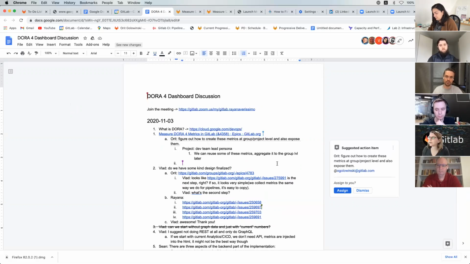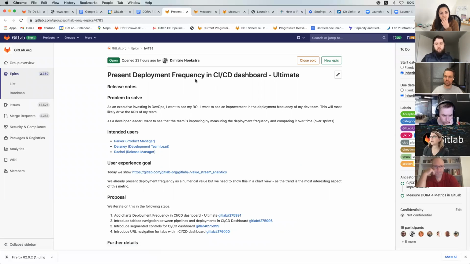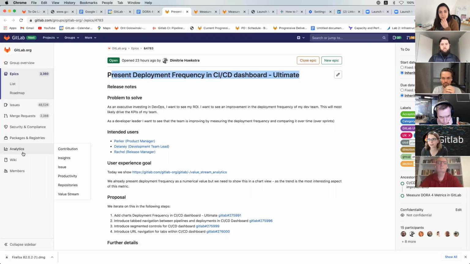So in the specific issue that I linked in the document, can you still see my screen? Yep. Okay. So this is the first issue that Progressive Delivery was going to work on, and that's presenting deployment frequency in the CI/CD dashboard. So this is not going to be the final location of DORA4 metrics. The thinking around this is, until we figure out how we want to display everything on an instance/group level, we're going to put it in a temporary location, which is owned by our team, and so we don't need to ask permission from anyone.